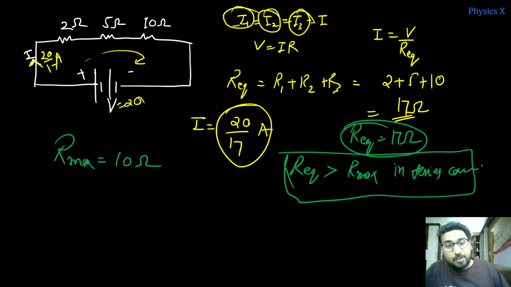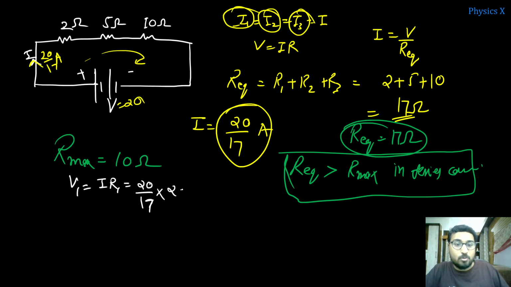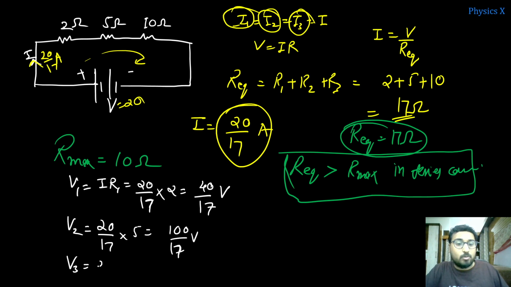So this is the case. Now let me consider the voltage difference. V1 is nothing but IR1. I is 20 by 17, and I multiply this by R1, which is 2. So this is nothing but 40 by 17. Similarly, V2 will be 20 by 17 into 5, which is 100 by 17. Similarly, V3 is 20 by 17 into 10 ohms, so this is 200 by 17.